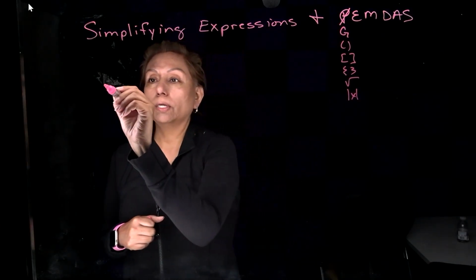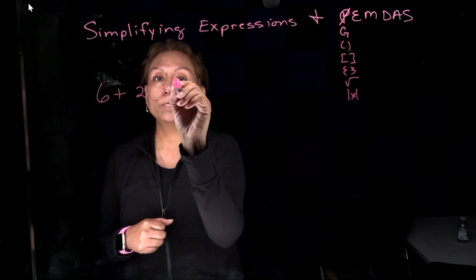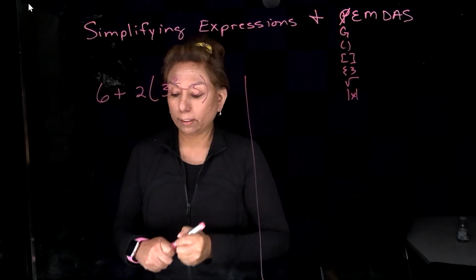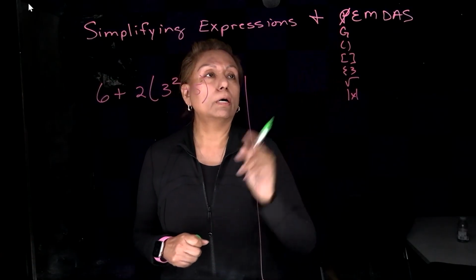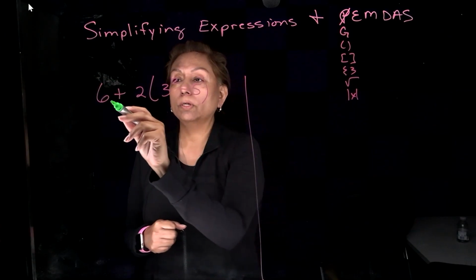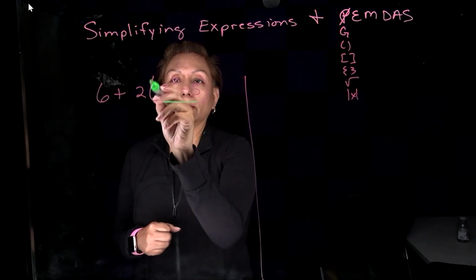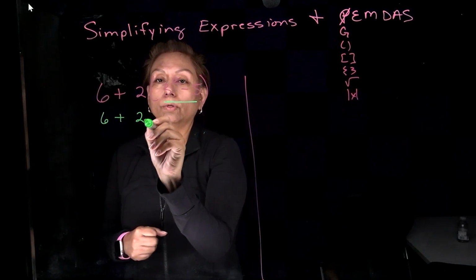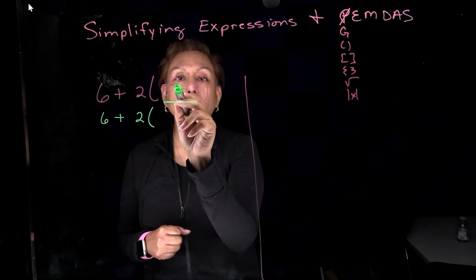So let's start with 6 plus 2 parentheses 3 squared minus 5. We'll do 2 different problems here. But this one first, if we're following our GEMDAS correctly, we do grouping symbols. So we don't touch the 6, we don't touch the 2. These are our grouping symbols right here, the parentheses. So the 6 comes down, the 2 comes down, then we do inside the parentheses, we have an exponent.